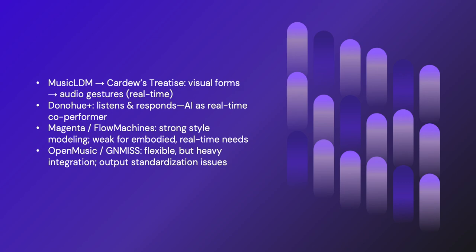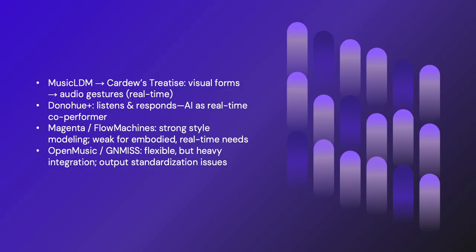Two short cases make the landscape concrete. First, music LTM used with crowds treaties. Here, visual forms guide audio gesture. The model acts like an interpreter, turning abstract shapes into sound movements that performers can follow in real time. This demonstrates how image-to-audio learning can support animated or graphic scores.